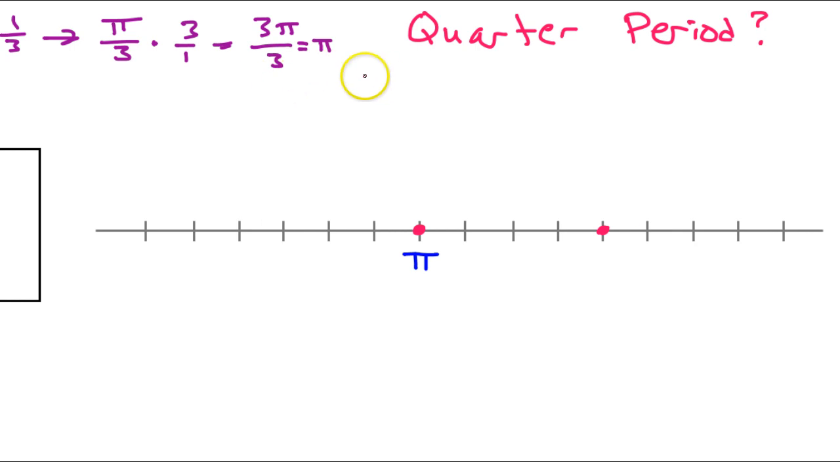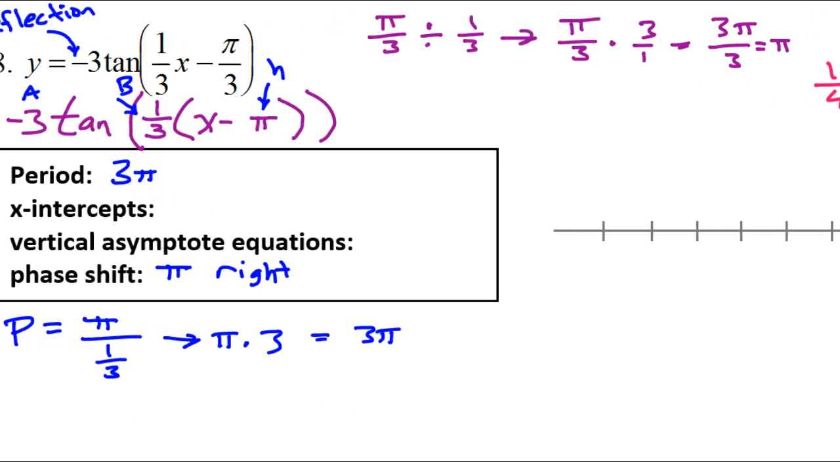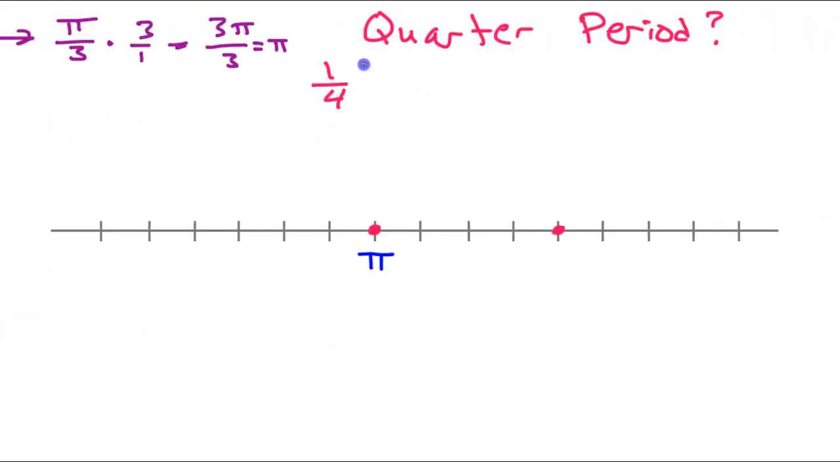Alright, remember that the period is 3 pi. So that means I need to do 1/4 of 3 pi. So 1/4 period is 3 pi over 4. Okay, that's 1/4 period. That means each one of these marks should be increasing by 3 pi over 4. So that's why I'm going to take this and I'm going to add it over and over again to get my other values.